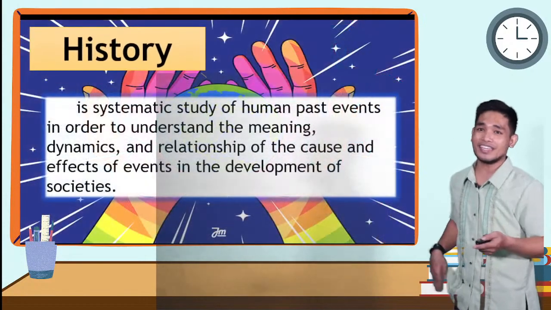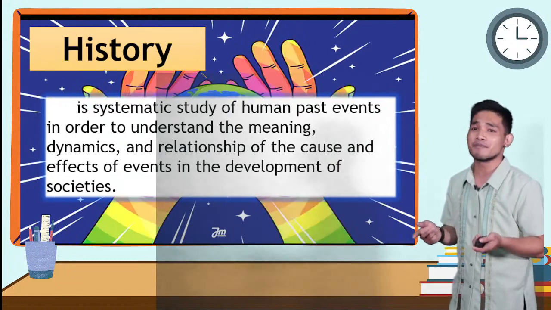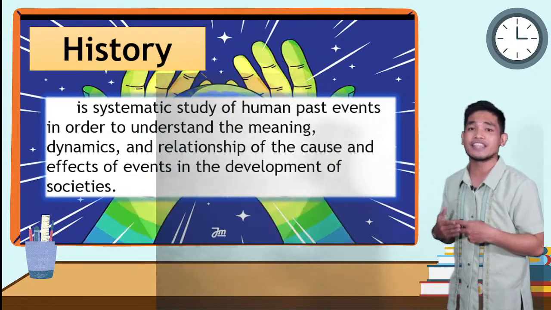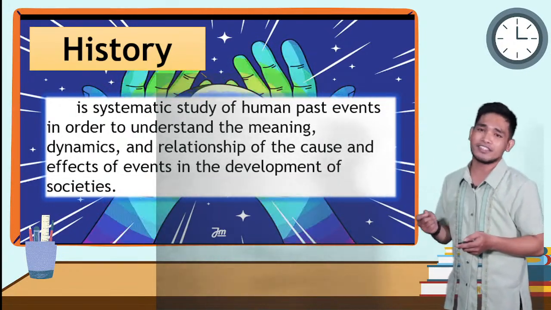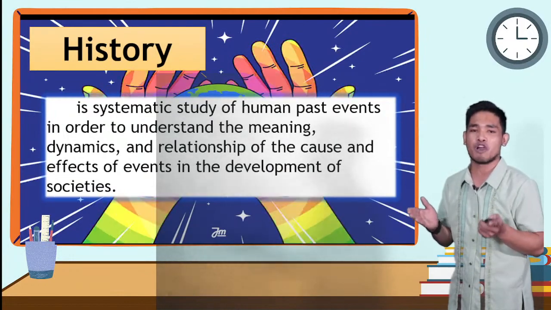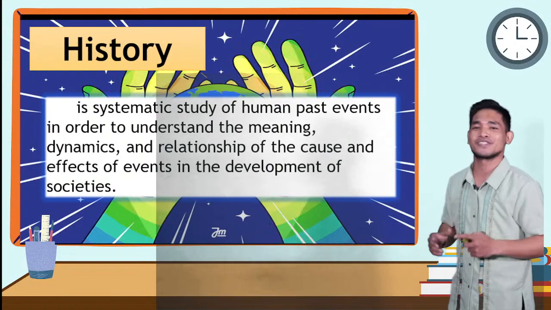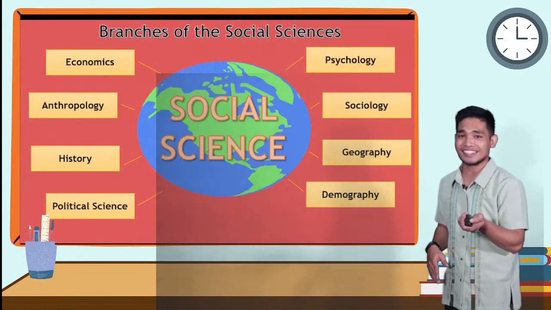So history is the systematic study of human past events in order to understand the meaning, dynamics, and relationships of the cause and effects of events in the development of societies. This is also part of social science, presenting systematically related natural phenomena and helping us understand more about the development of societies. What about political science, right?